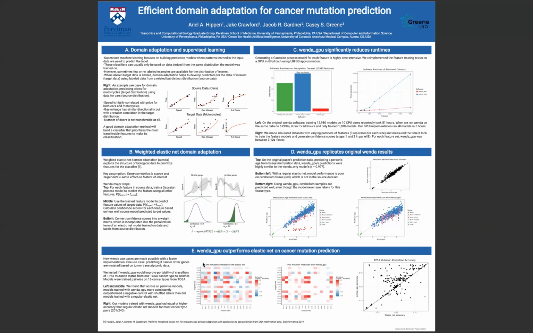We found that across all pairwise models, those trained with WENDA GPU more regularly outperformed a negative control with shuffled labels than the models trained with a regular elastic net did. For most cancer type pairs, our models trained with WENDA GPU had equal or higher accuracy than regular elastic net models. In conclusion, WENDA GPU is a fast and effective way to boost the predictive power of models in cases where labeled data is sparse or non-existent.